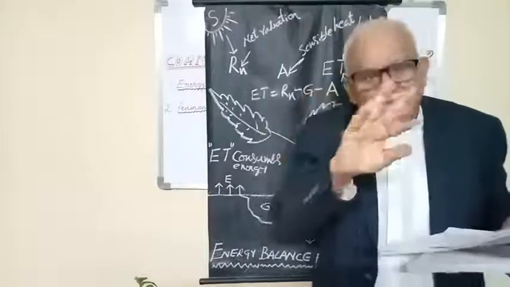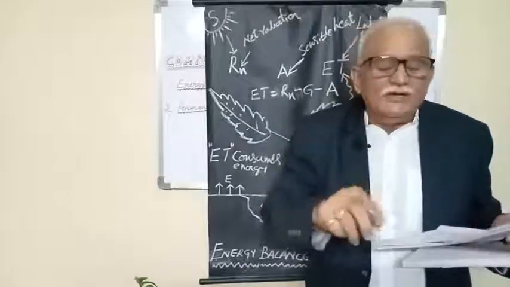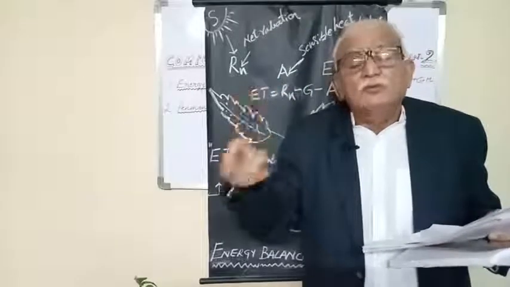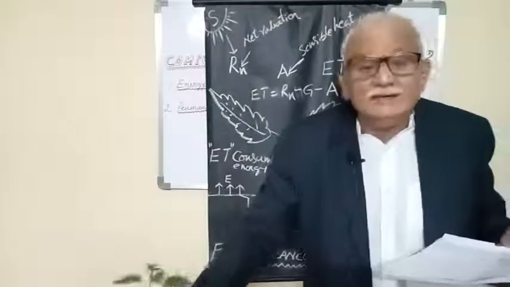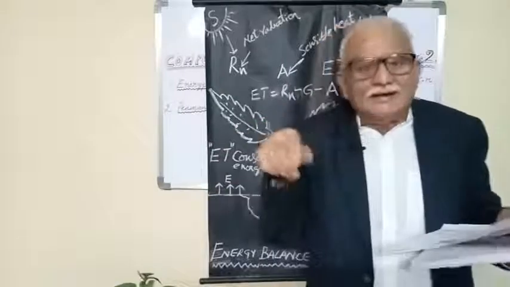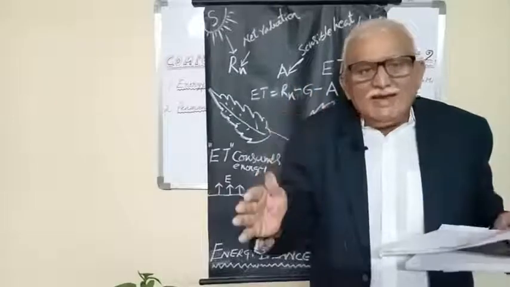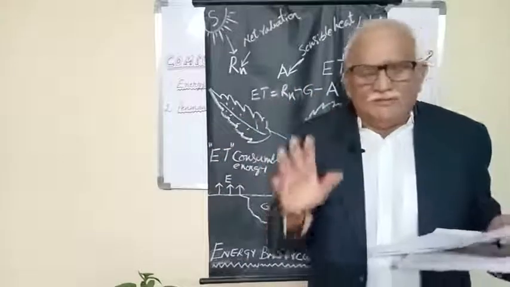So the source, the net radiant energy plus advection, is equal to ground heat flux plus sensible heat flux plus latent heat flux, plus two more things which we neglect: energy stored in photosynthesis and heat stored in the crop. Therefore Rn, net radiation, is equal to LE plus A plus G, where A is the sensible heat flux and G is the ground heat flux. That is what we would like to say.